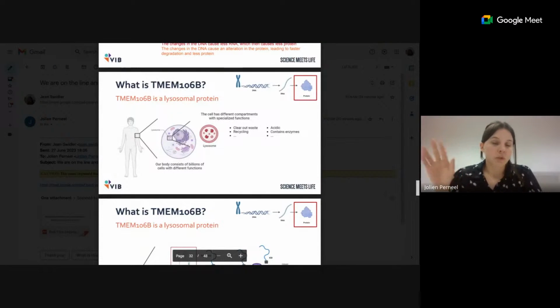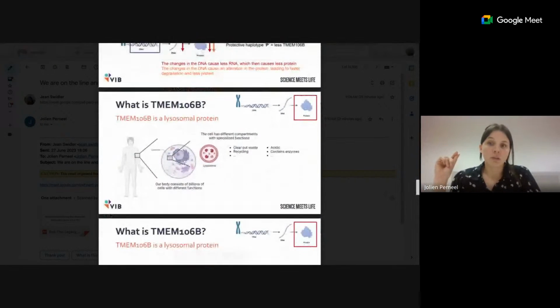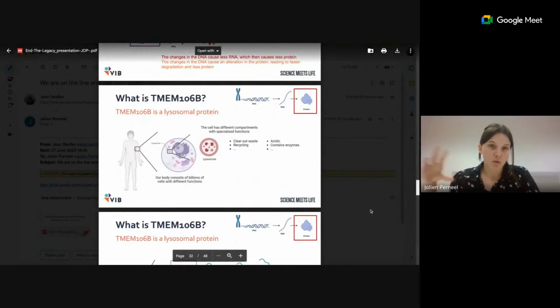So if we go back to the figure of the cell, you can see here that the cell has many different compartments with all specialized functions. And studies found that TMEM106B is a lysosomal protein, which means that it is localized to the lysosome. And this is the compartment that is responsible for waste clearance and recycling. And the way it does that is by creating an acidic environment in which certain enzymes can function to cut proteins into tiny pieces and then facilitate degradation.